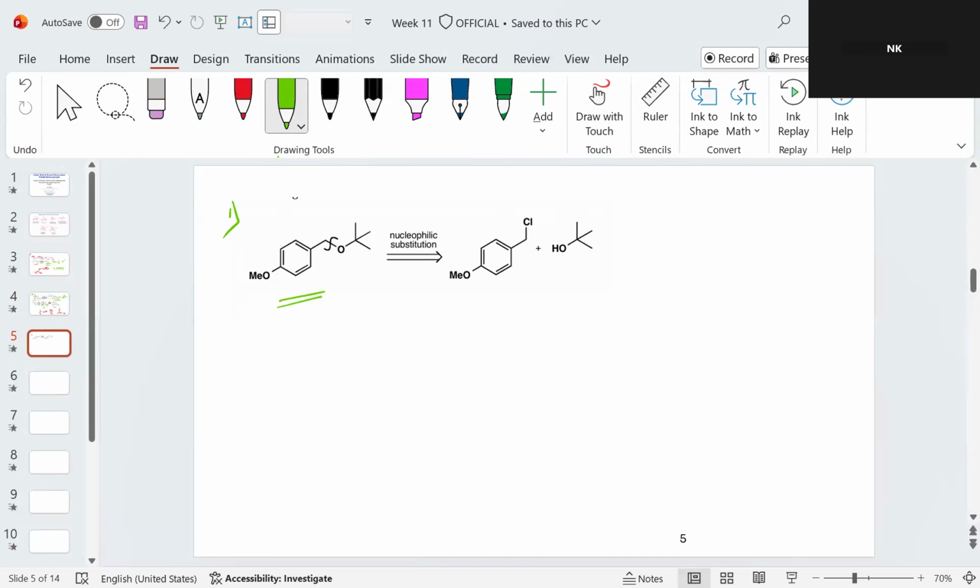Okay, so this is our target molecule. If you want to do the retrosynthesis of this one, you can basically cleave this bond here, and it can be either from this alkyl chloride and this alcohol. So basically, this is just a nucleophilic substitution reaction. If you want to do the linear synthesis, you can just do this SN2 reaction, and you can get the target molecule.